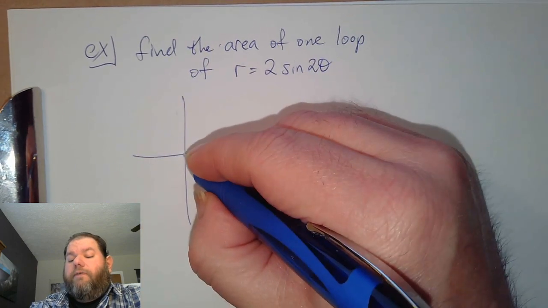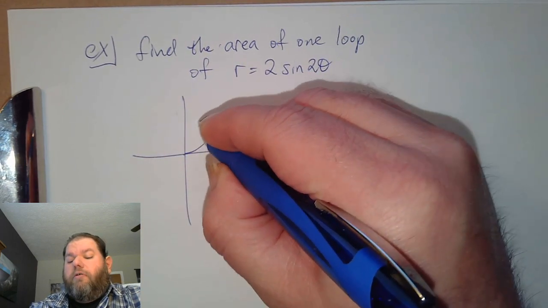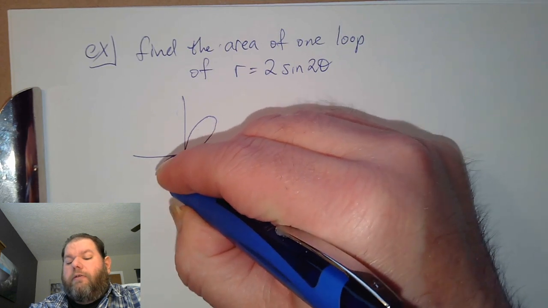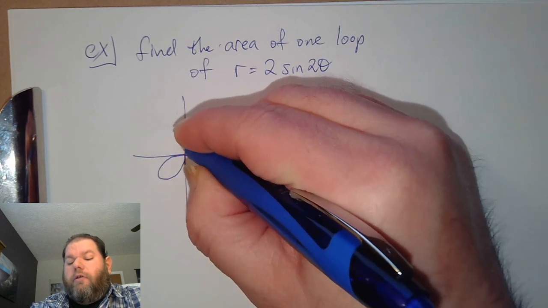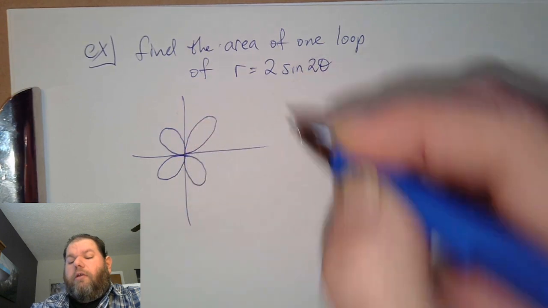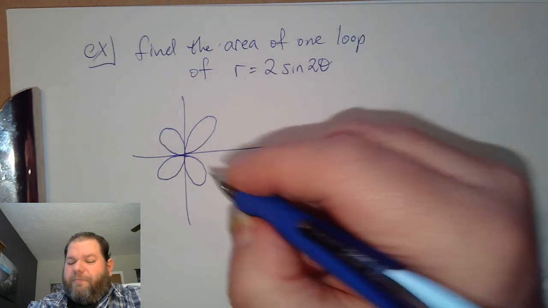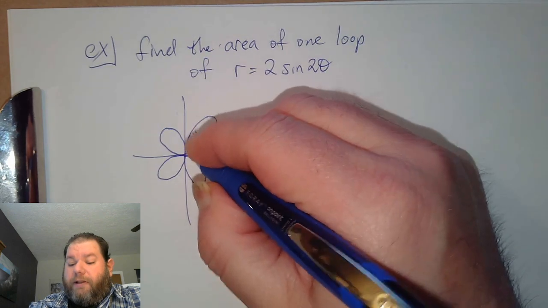We know our graph looks like this. I always draw that first one a little bit too big. Anyway, we get the idea. First one's like perfect, and the other three are like decreasingly accurate as we go. But we want the area of one of these petals.